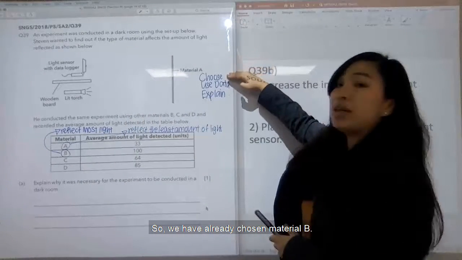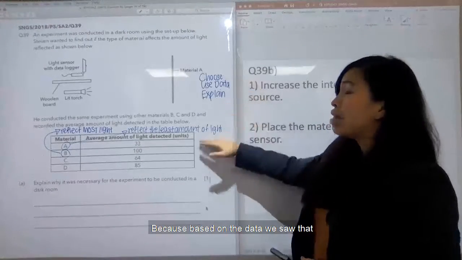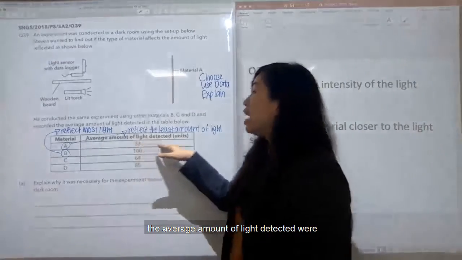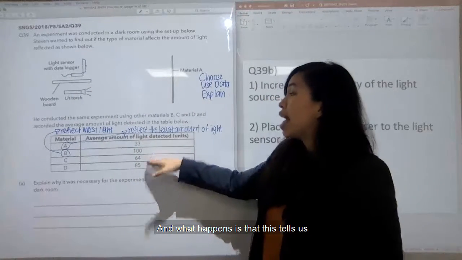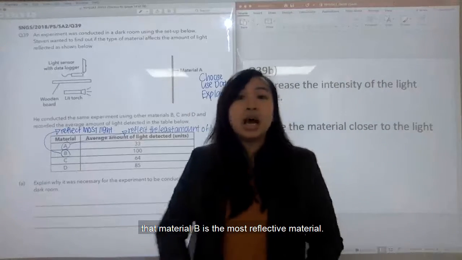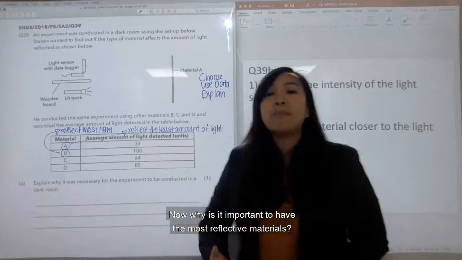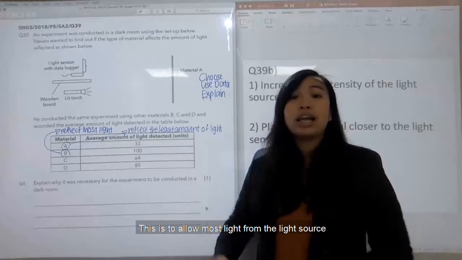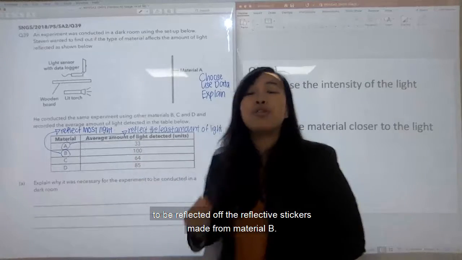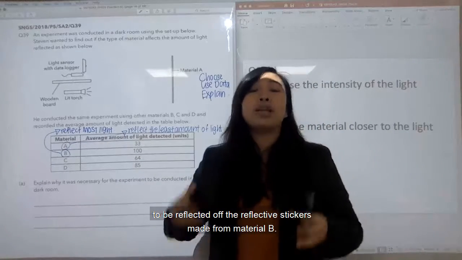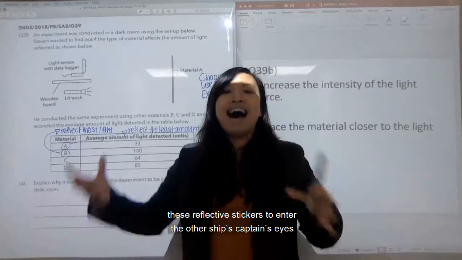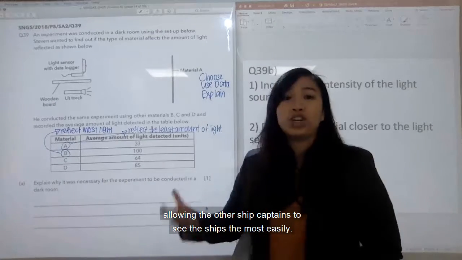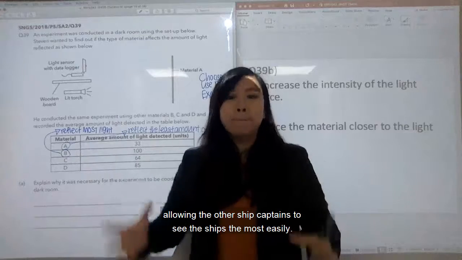So we have already chosen material B. Now, using the data given to us, why did we choose material B? Because based on the data, we saw that the average amount of light detected when material B was placed in front of the light sensor was the most. And what happens is that this tells us that material B is the most reflective material. Now, why is it important to have the most reflective materials? This is to allow most light from the light source to be reflected off the reflective stickers made from material B. Thus, most light is able to be reflected off these reflective stickers to enter the other ship's captain's eyes, allowing the other ship captains to see the ships the most easily.